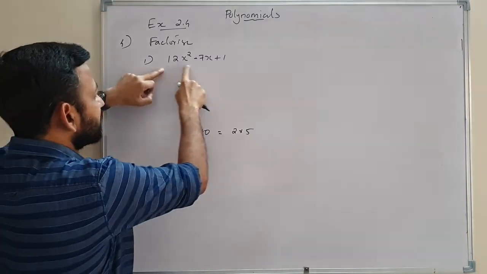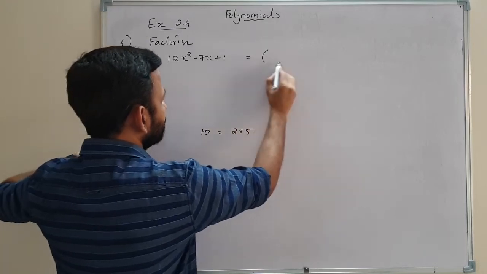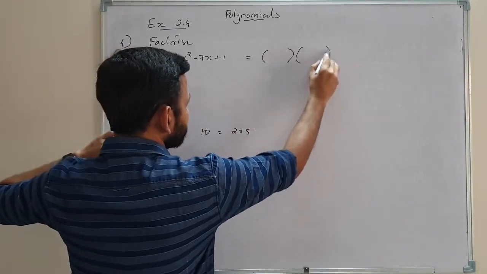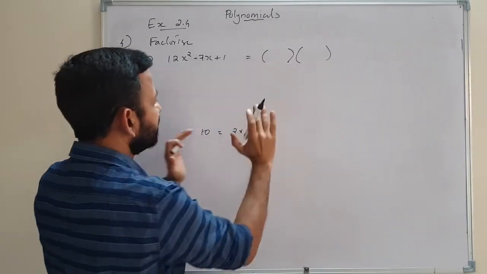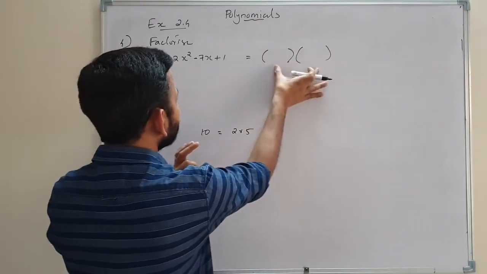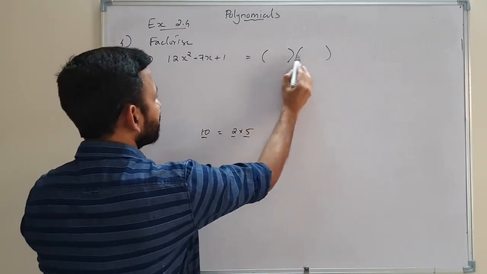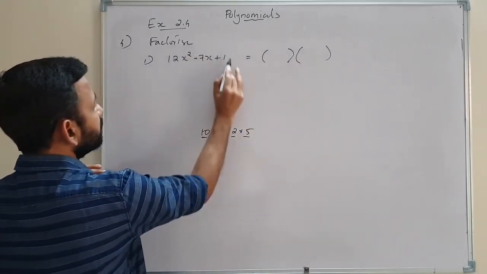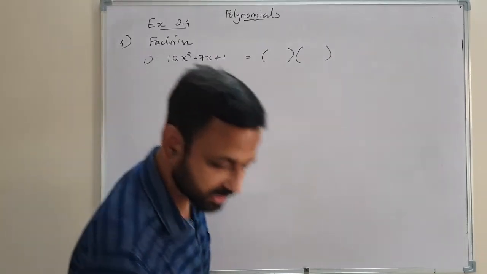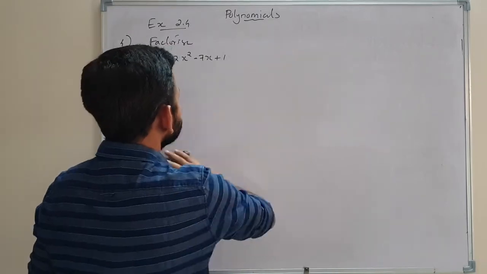Similarly, this is a quadratic polynomial. We want to convert that polynomial into one polynomial times another polynomial. So inside the bracket we will get one linear polynomial, and here also a linear polynomial, and their product equals this one. Same way, 2 into 5 equals 10. One polynomial into another polynomial equals the quadratic polynomial. So that is factorization. So we are going to factorize this polynomial.